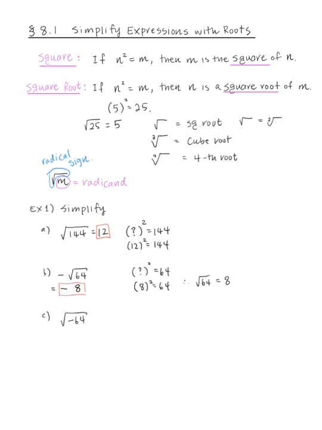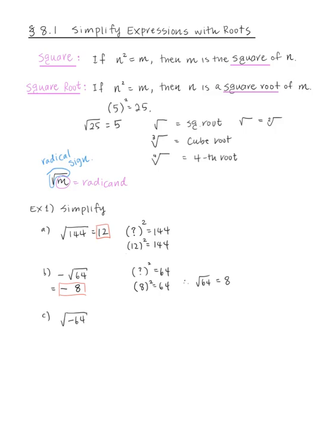Now let's look at part C. Square root of negative 64. Now notice the difference between B and C. The huge difference is that the negative sign for this particular problem is inside of the radical. So the radicand is negative 64, whereas for part B, just positive 64 was the radicand.